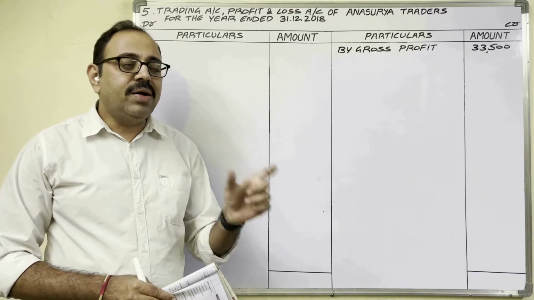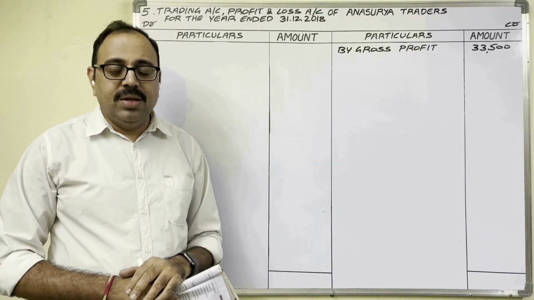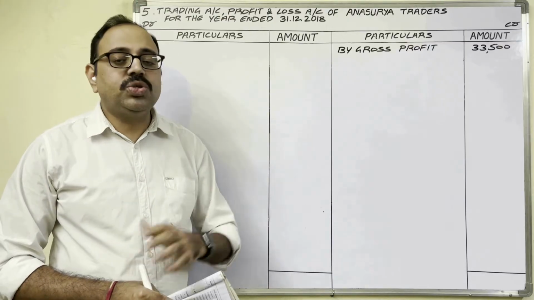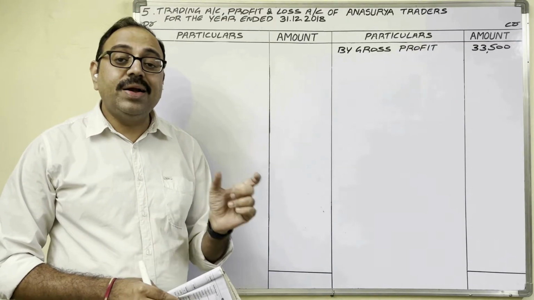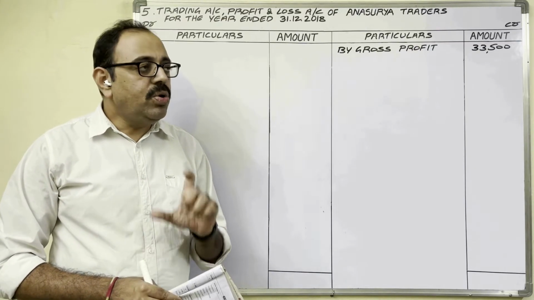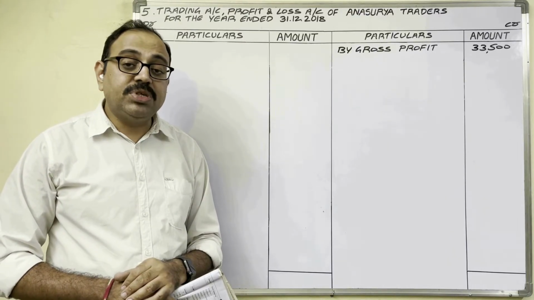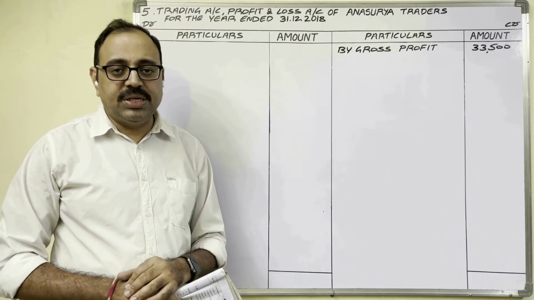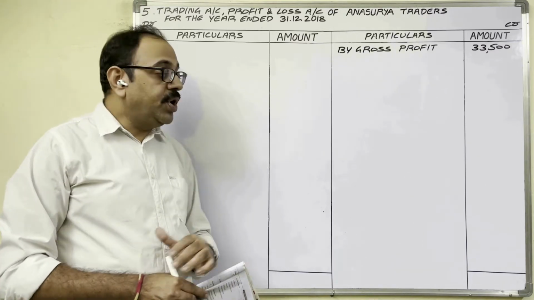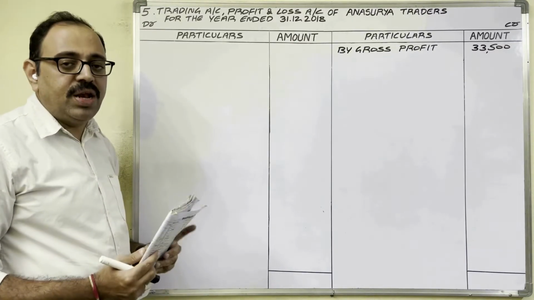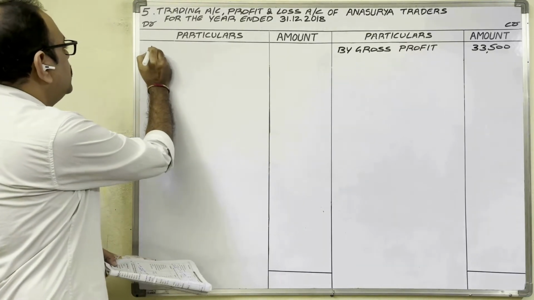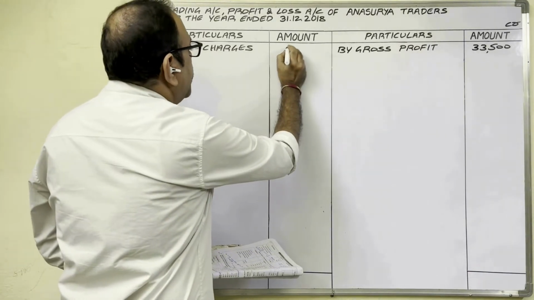If accounts are audited by a chartered accountant, then the firm has to pay some fees to him, which is known as audit fees. There is no relation between manufacturing process and audit fees. Audit fees comes under administrative expenditure, indirect expenditure. We have to show that on debit side of profit and loss account. To audit charges, 1,500 rupees.